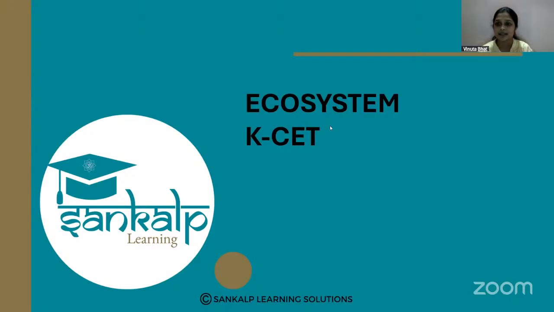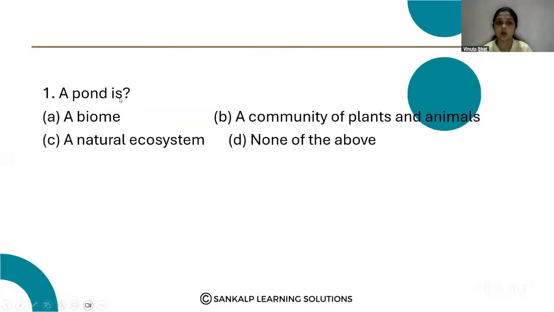Yes, let's start with the first question. Question number 1. A pond is: option A, a biome; option B, a community of plants and animals; option C, a natural ecosystem; option D, none of the above. So here, a pond is, if you know the answer, please write the answer in the chat box.